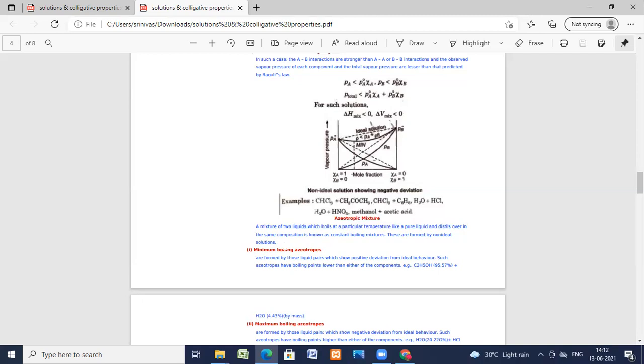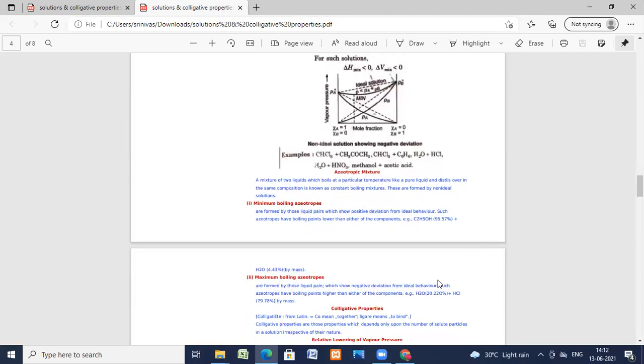So minimum boiling azeotropes are the liquids which boil at a lesser temperature than the boiling temperatures of the individual components. And maximum boiling azeotropes are the mixtures which boil at a temperature more than the boiling temperatures of the individual components. For minimum boiling azeotropes, you can take the example of ethanol with water. And the next one is HCl and water. These are the examples. I hope everybody has understood this class.